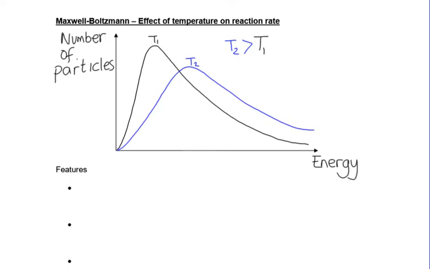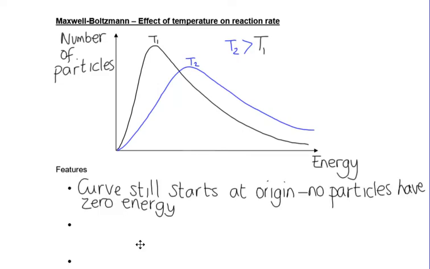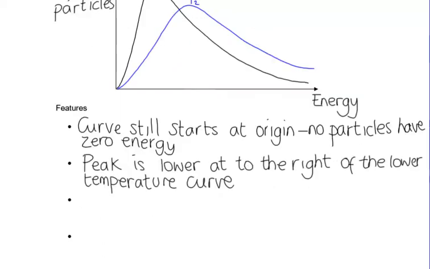The curve still starts at the origin. No particles have zero energy. We want the peak to be lower and to the right of the original peak. And they will be really looking for that in the exam. So the peak is lower and to the right of the lower temperature curve.